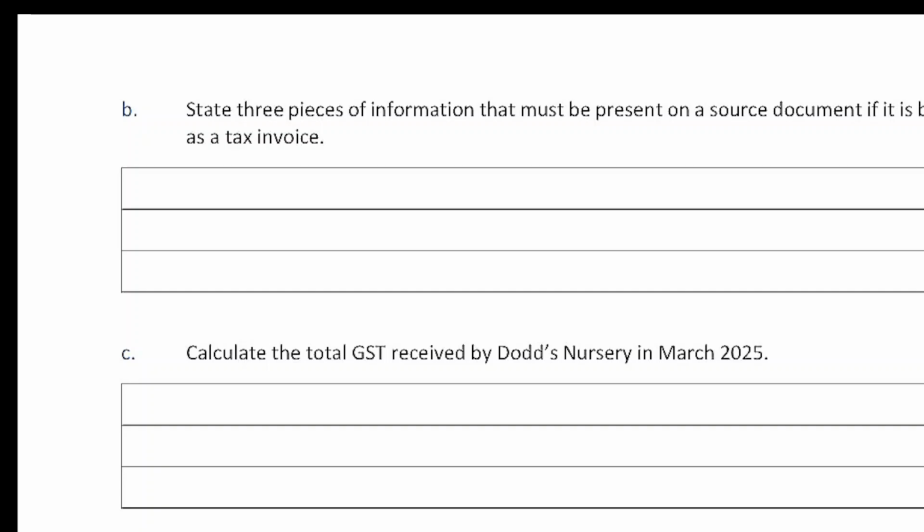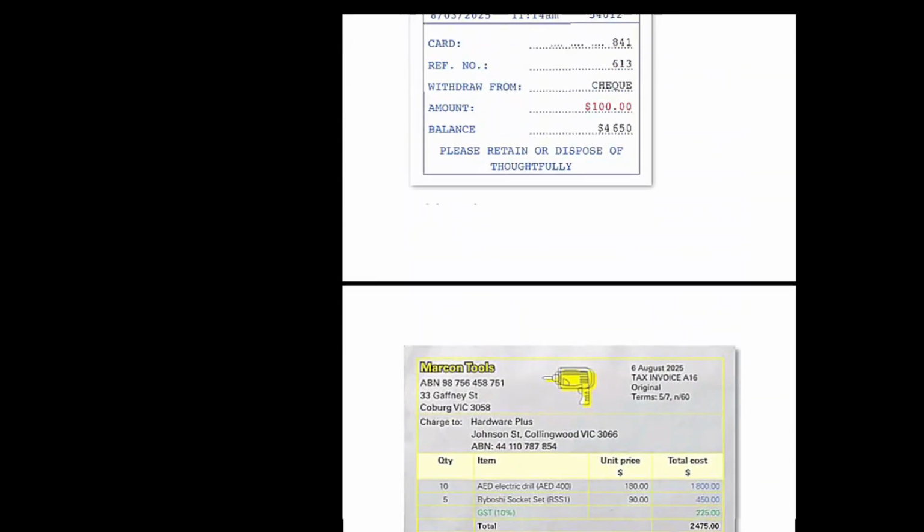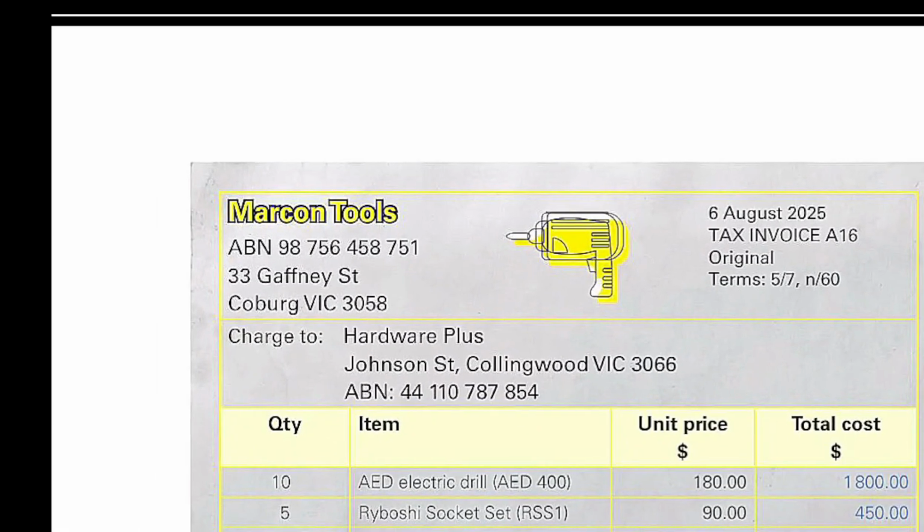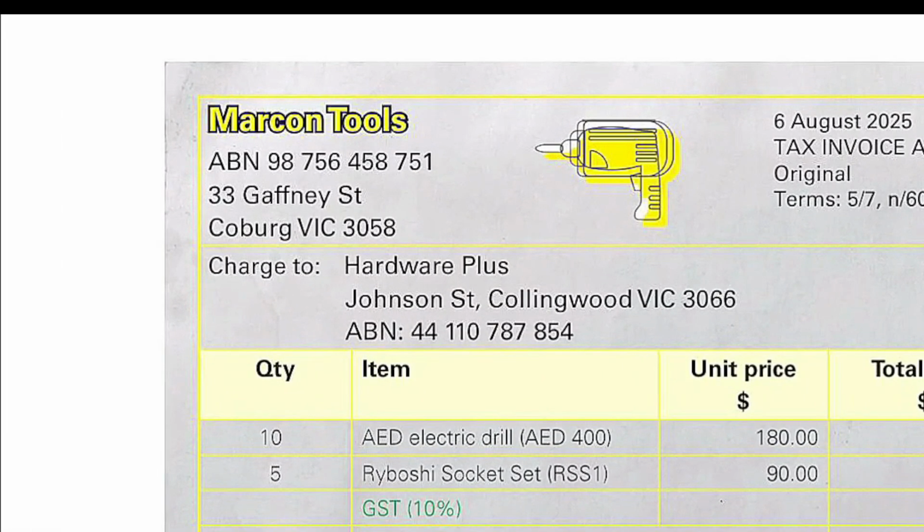Naveen, did you do tax invoices at school? No. Okay. How do we know it's a tax invoice? You want me to show you the tax invoice again? Okay, I'll show you then. Let's say this one. How do you know this is a tax invoice? It says it. Yeah, so the words tax invoice are also part of it.